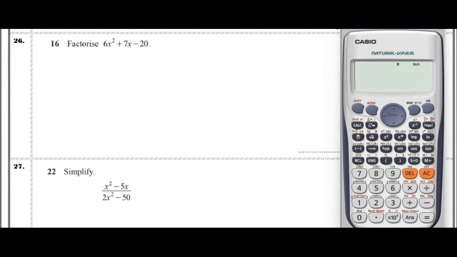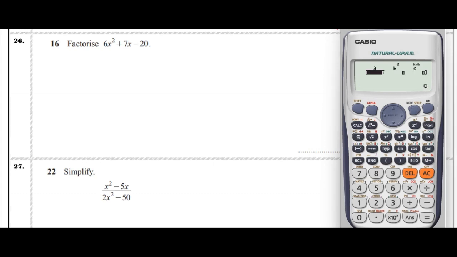Question 26, factorize the trinomial. As we can see now, there are three terms. You can use your calculator to factorize the trinomial, or you can do it mentally. Using your calculator, mode 5, 3.